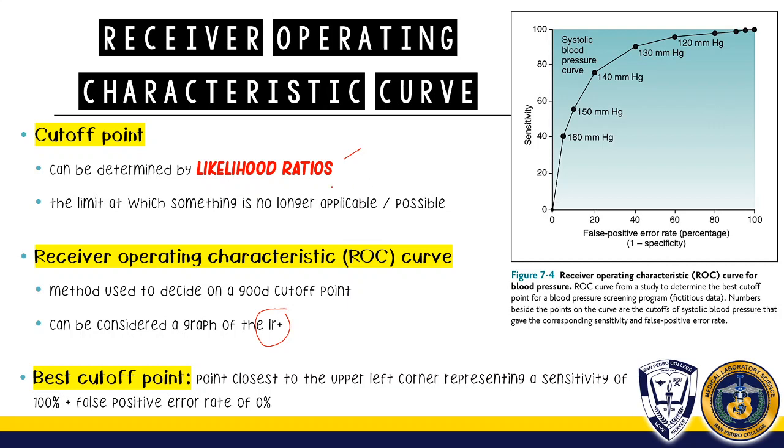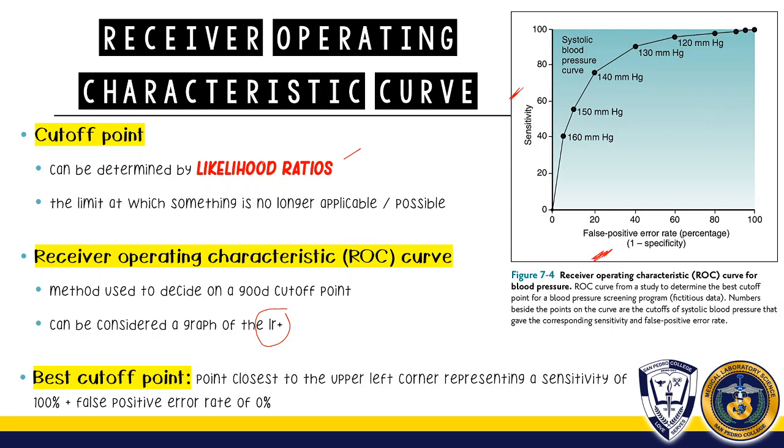So, try to look at this graph. Diri sa baba is inyuhang false positive error rate. Diri sa inyuhang pikas is your sensitivity. Now, if mubalik ta sa definition sa best cutoff, point closest to the upper left. Kinsa ba ang nadiri sa inyong left side? Si sensitivity. Ngano dapat na siya sa upper left?